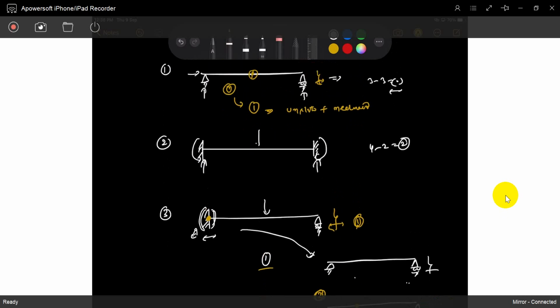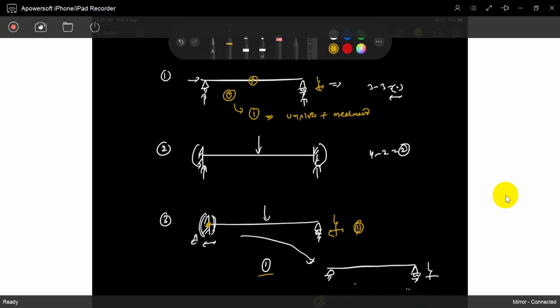So I applied a central load. If you apply a central load, what is the bending moment? You already know it. It will go like this. This point and this point have the same bending moment. WL by 4, I think. Okay, WL by 4 or 8. It's WL by 8. You already know it.